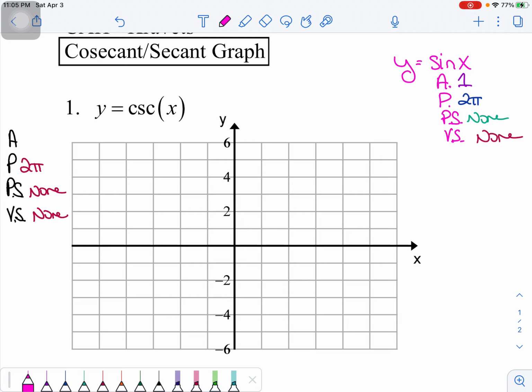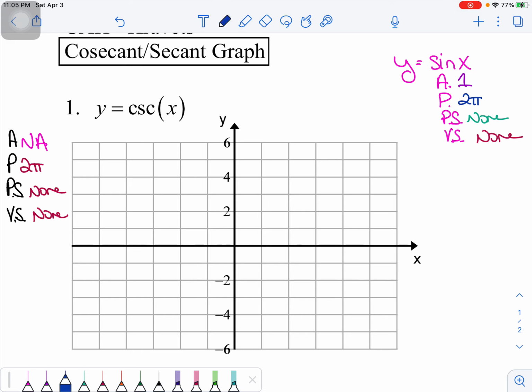Cosecant and secant do not have an amplitude. It does not exist. It is not defined. It doesn't make any sense. So it is not applicable. It's NA, or none if you wanted to write that too. All right, and I'll explain why once we've actually drawn the graph, so you can see visually why there is no amplitude or why it doesn't exist.